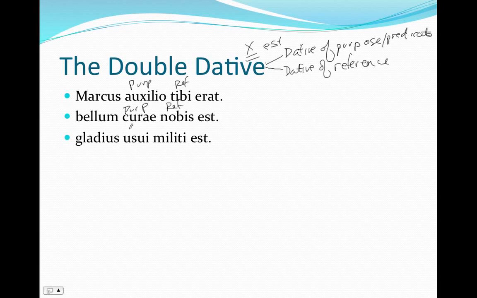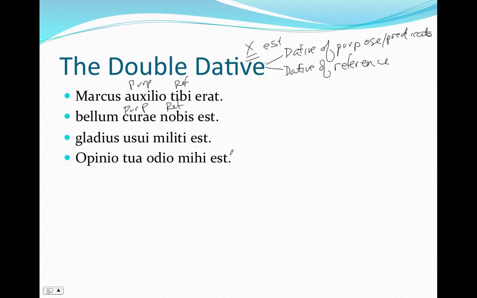So notice in each of these, when I'm translating it idiomatically, Marcus is helpful to you. I'm translating it as if it's an adjective, but Latin does not treat it that way. Right? War is a care for us. There it's more of a noun. But Latin is going to put these into the dative of purpose. So a gladius is useful for the soldier.